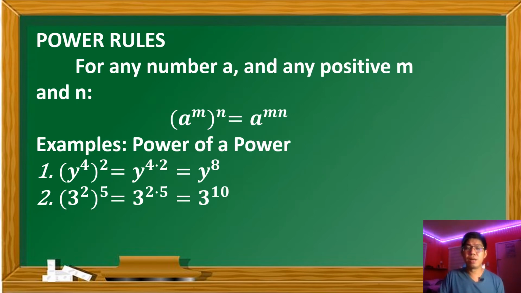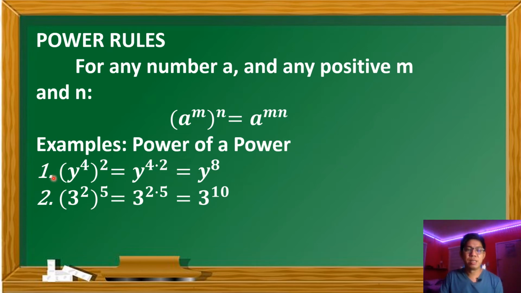Next rule of our laws is the power rule. The power rule states that for any number a and any positive m and n, the quantity a raised to m, raised to the n, is equal to a raised to mn. What did we do to the exponent there? We copied the base and then just multiplied the exponents. Okay, so let us have this one. Power of a power.